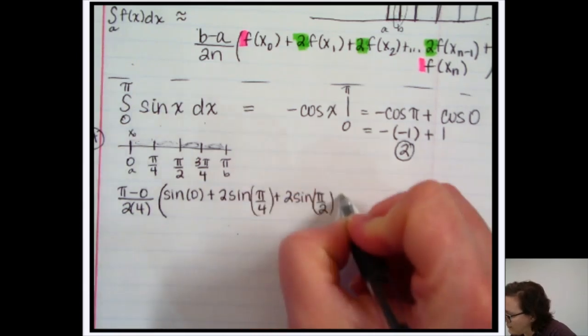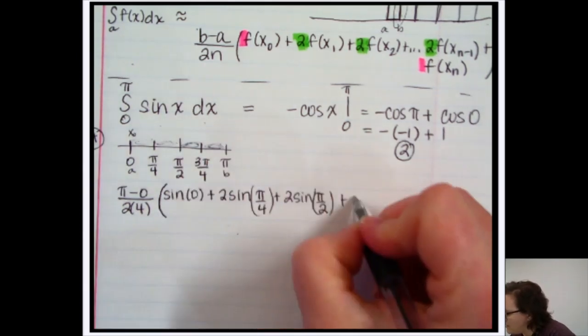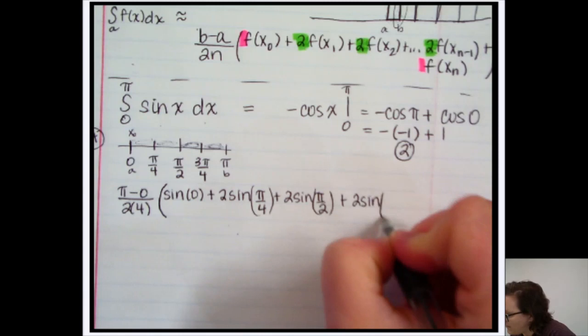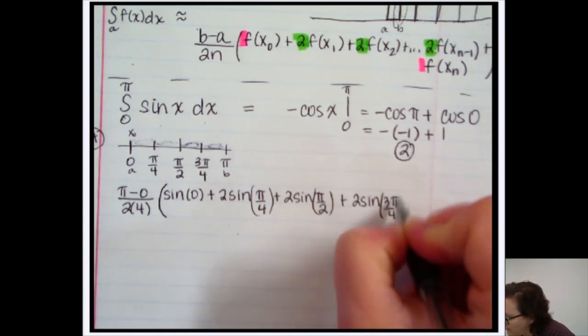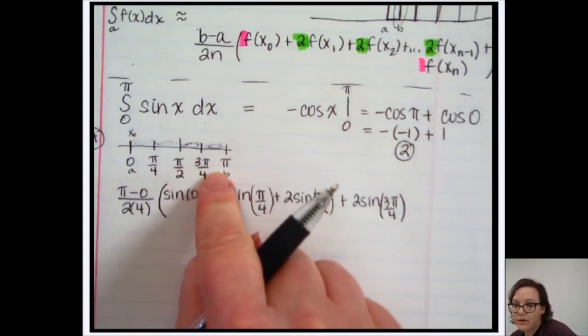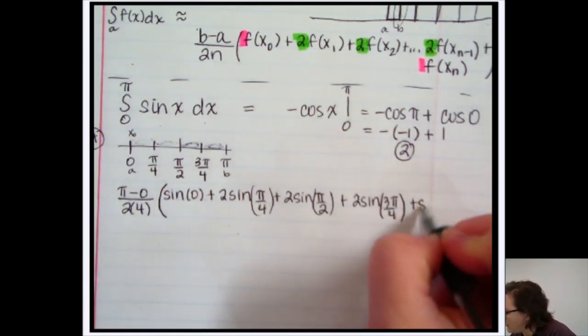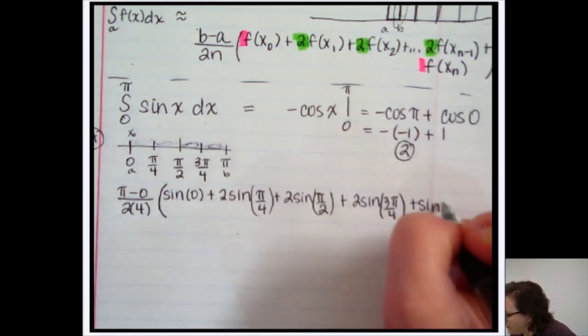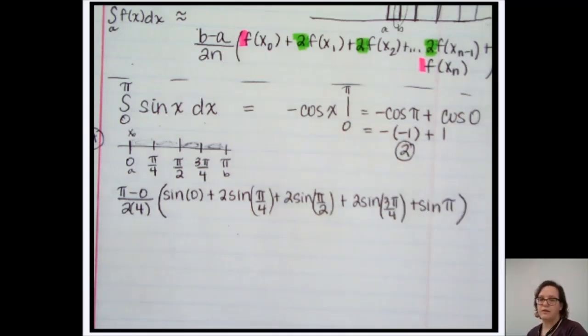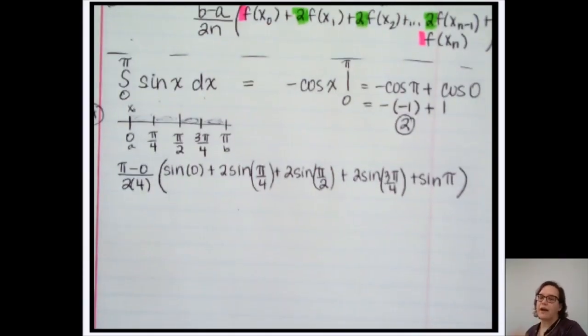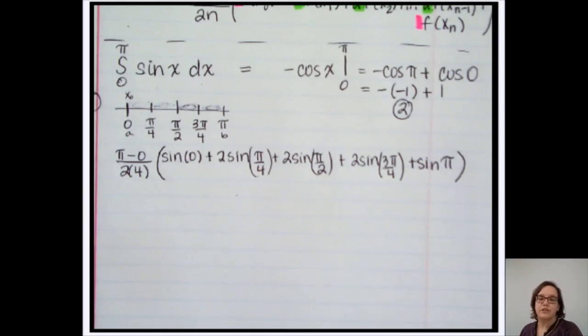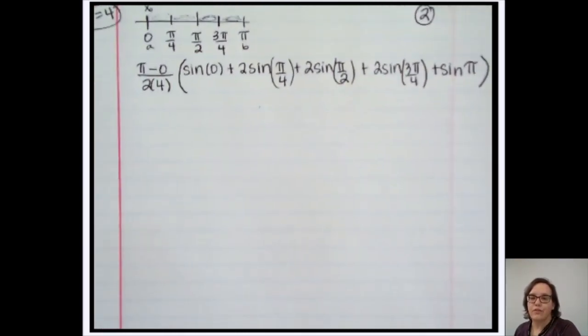Okay. And then we still want to do 2 times the sine of 3 pi over 4. But on this last one, because it's the endpoint, it only gets counted once, so we only want it one time. So sine of pi. Now you can put that all in your calculator. We can use our trig chart, whatever works for you.